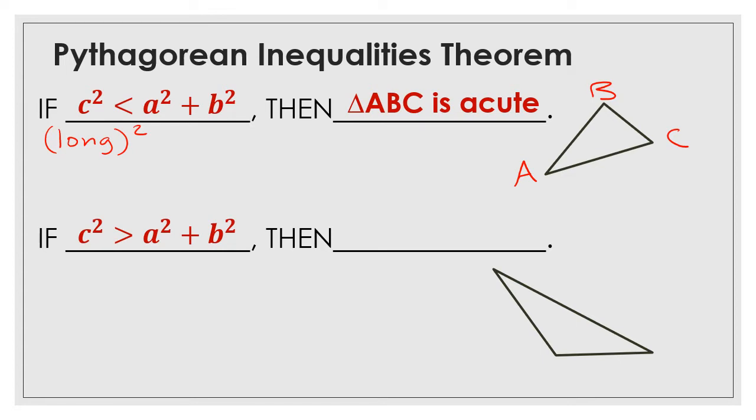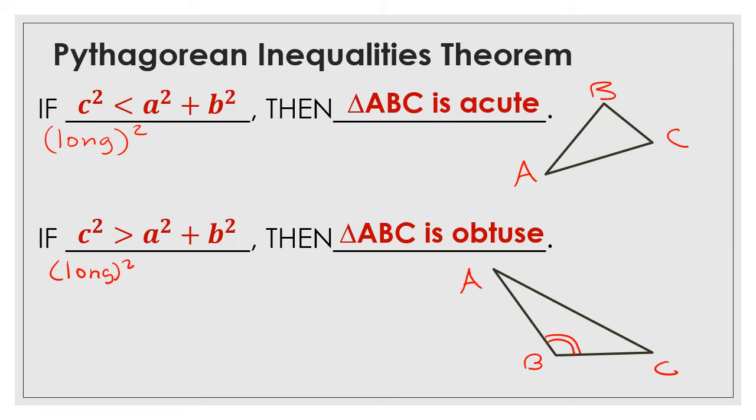Now, what happens if the flip happens? What happens if we change the inequality from a less than sign to a greater than sign? This is going to be my longest side squared, there's always going to be that c squared. If it's greater than a squared plus b squared, then triangle ABC happens to be obtuse. So if you look at the picture, angle B is obtuse, which makes that an obtuse triangle.